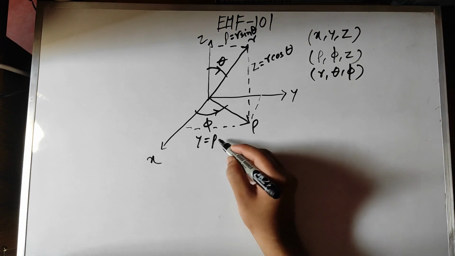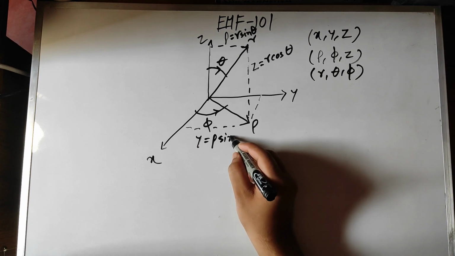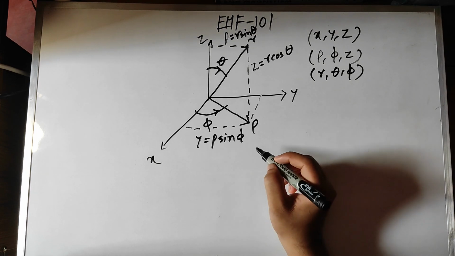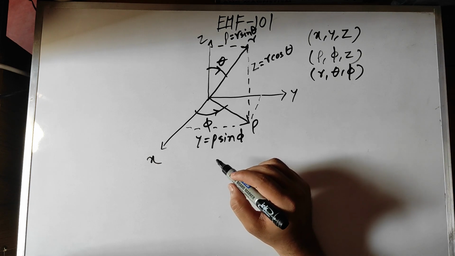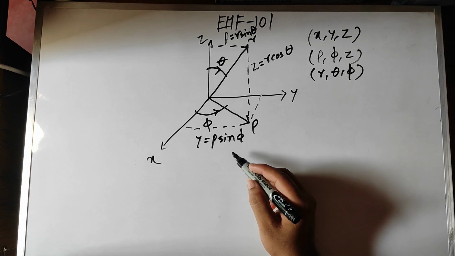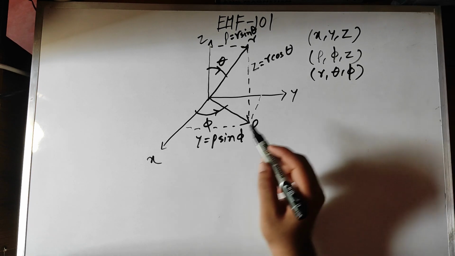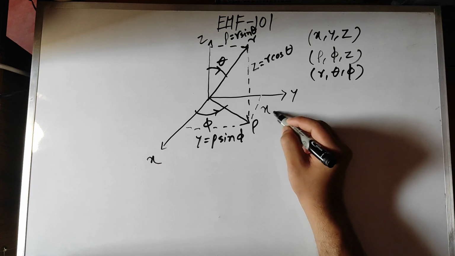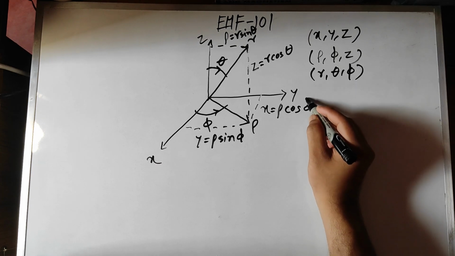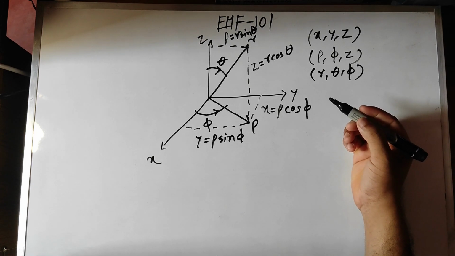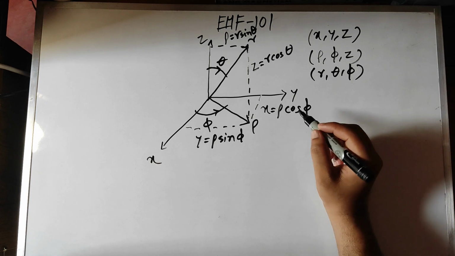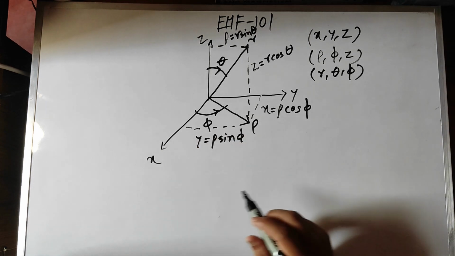y is rho sin phi, which is the vector projection of rho on the y-axis. Here x is rho cos phi. So x is the scalar projection of rho on the x-axis.